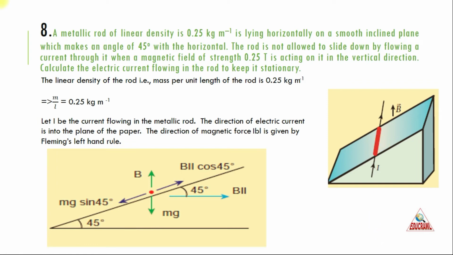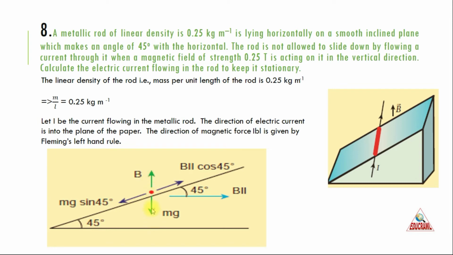For the forces acting on this rod, first let us draw a free body diagram, shown on the left hand side. The rod is represented by the small red dot. Initially the force acting on the red dot is the gravitational force, acting downwards. Since the plane makes an angle theta, mg can be resolved into two components, mg sin theta and mg cos theta. The value of theta is 45, so it is mg sin 45 and mg cos 45.